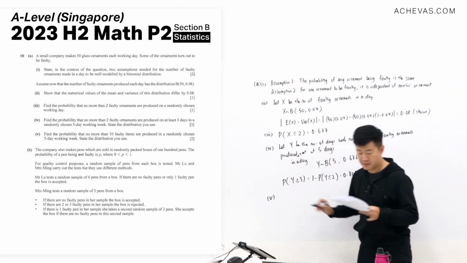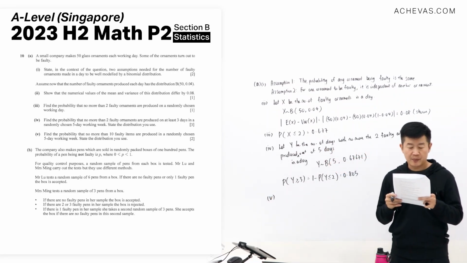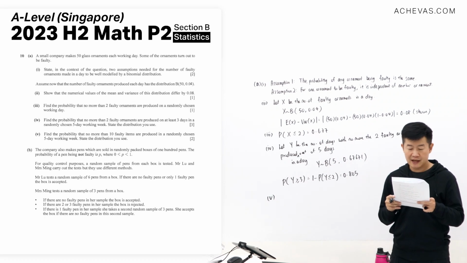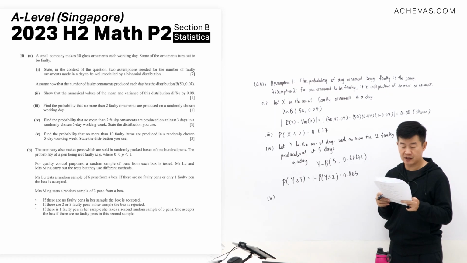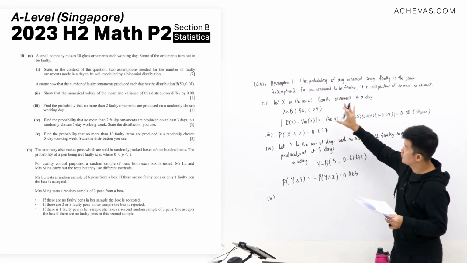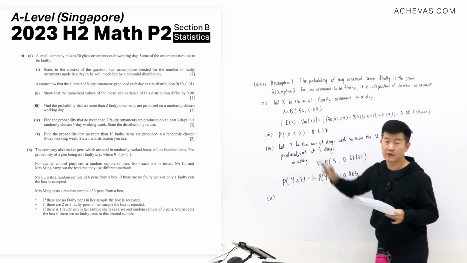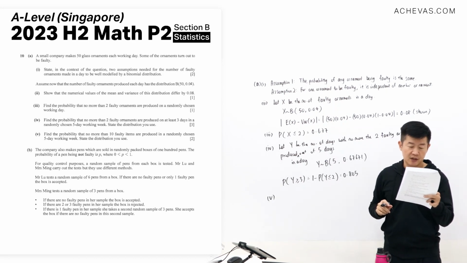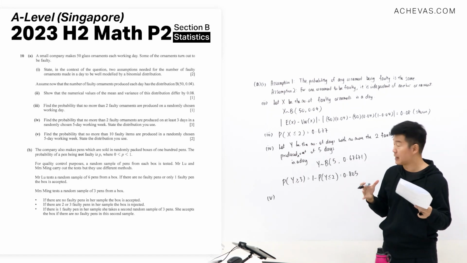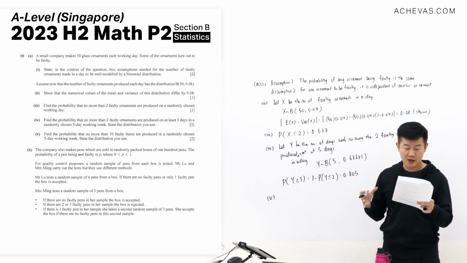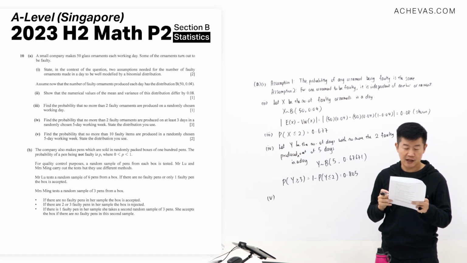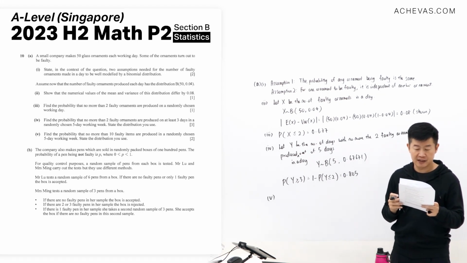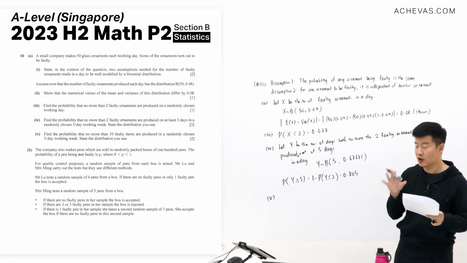And part 5. We want to find the probability that there are no more than 10 faulty items that are produced in a randomly chosen 5-day work week. And according to what we are seeing here, we know that in one day, 50 ornaments are going to be produced. So in 5 days, we will be getting 50 times 5 ornaments. Out of these 50 times 5 ornaments, we want to make sure that there are no more than 10 faulty ornaments that are produced.